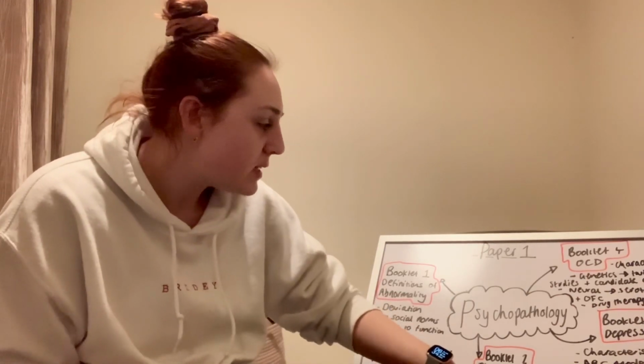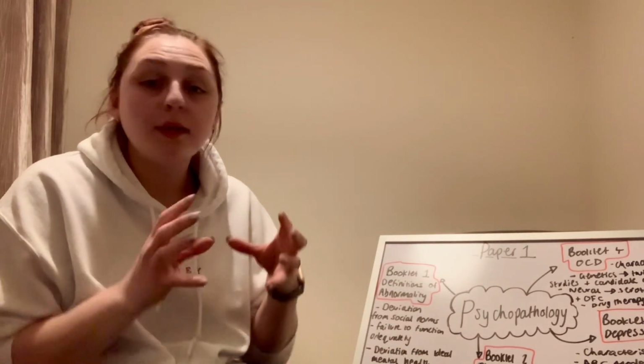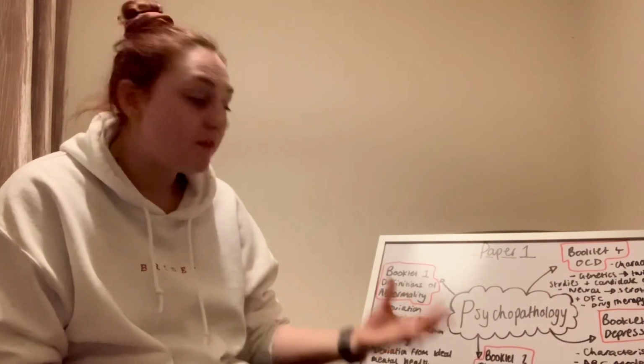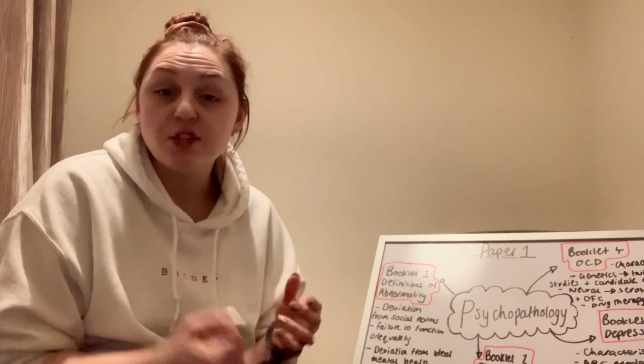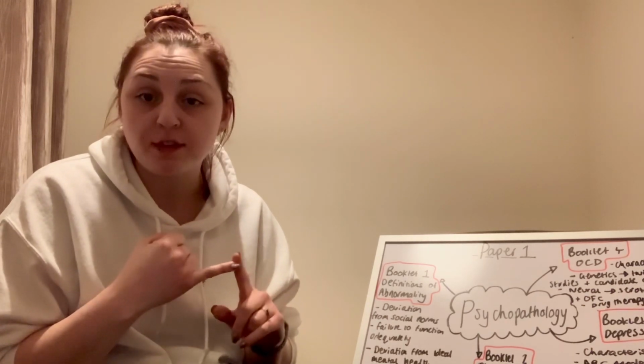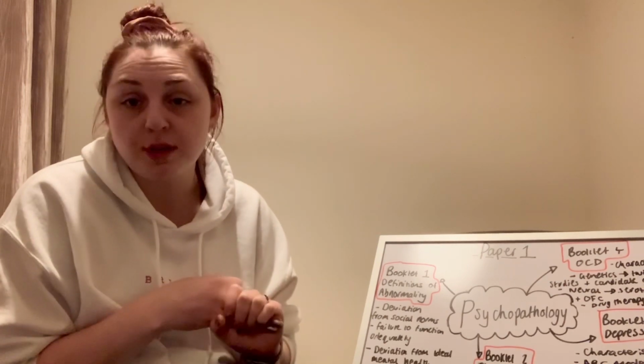As we move on to the rest of the topics, so booklets 2, 3 and 4, these are where we look in depth at specific mental health disorders. So we've got phobias, depression and OCD. And for each of those 3 booklets, you need to know the characteristics, so what are the symptoms and the diagnostic criteria for that disorder. You need to know an explanation and you need to know a treatment.